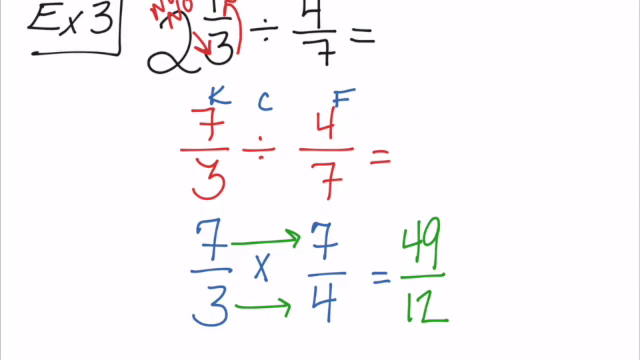Are you seeing the problem? This is an improper fraction. It's a little bit of Stewie going on here. Big head, little body. Cannot have it. So we have to change this into a mixed number.